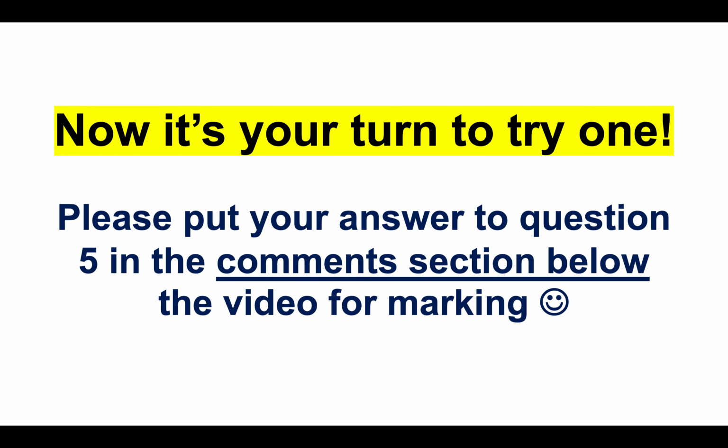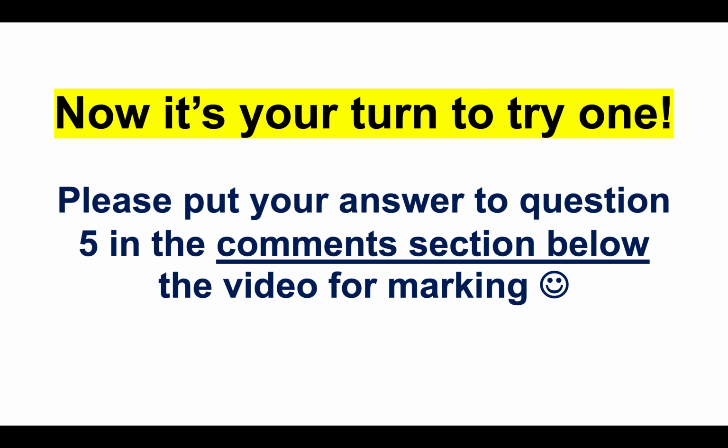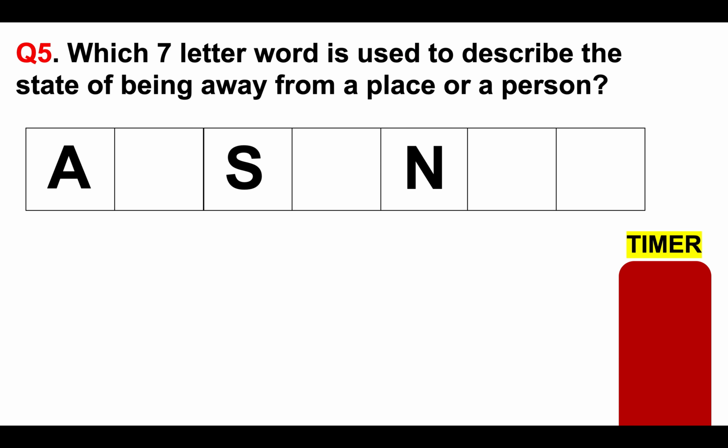So let's now let you try one of these questions yourself. So please put your answer to question 5 in the comments section below the video again for marking. So which 7-letter word is used to describe the state of being away from a place or a person? Here's a timer.